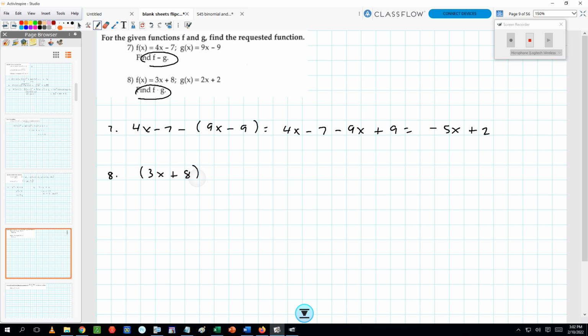Number 8, we want f times g, different functions though. I'll write these in parentheses because I'm going to FOIL. 3x times 2x, 3x times the 2, 8 times the 2x, a couple linear terms, 8 times the 2, clean up the middle. There you go.